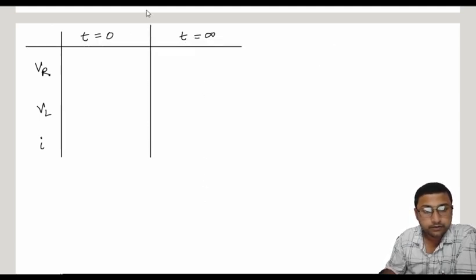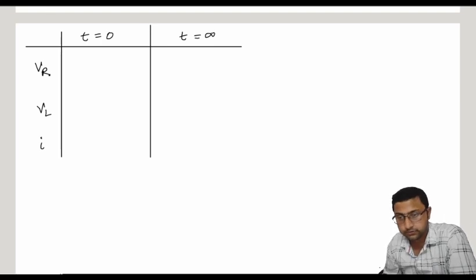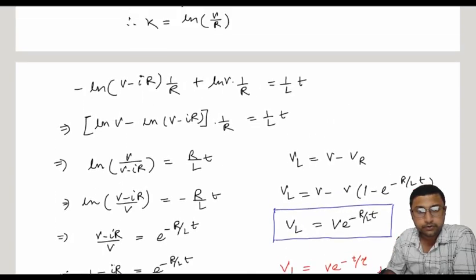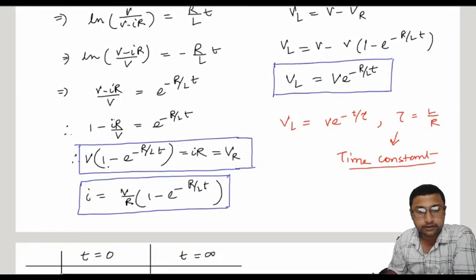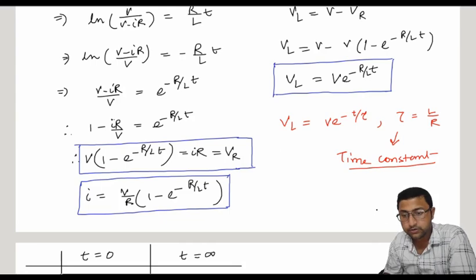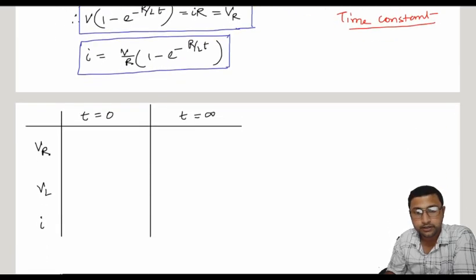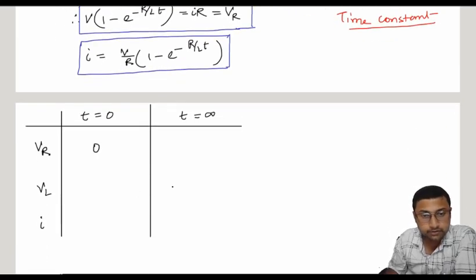So at t equal to 0, if we look into the equation of VR, here it is. What is the value of VR at t equal to 0? Put t equal to 0, so VR will be 0. And at t equal to infinity, e to the power minus infinite, so VR equals V, the DC supply voltage. So at t equal to 0, VR will be 0, at t equal to infinite, VR will be the supply voltage V.